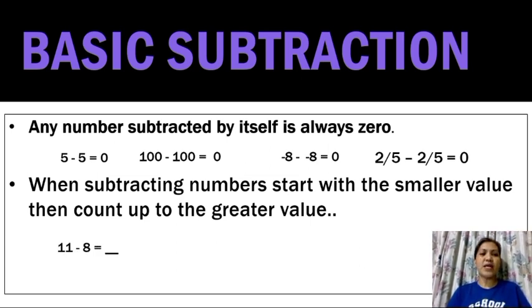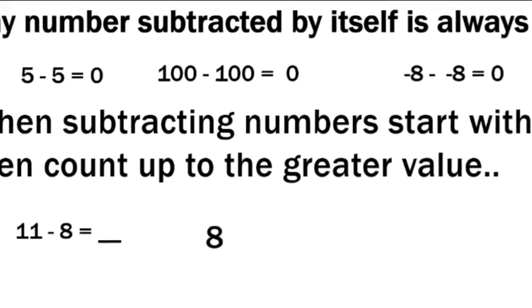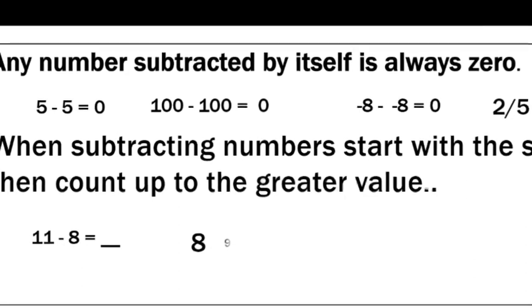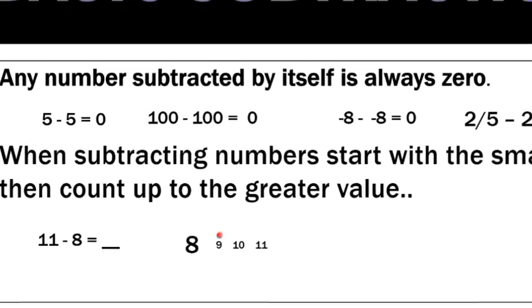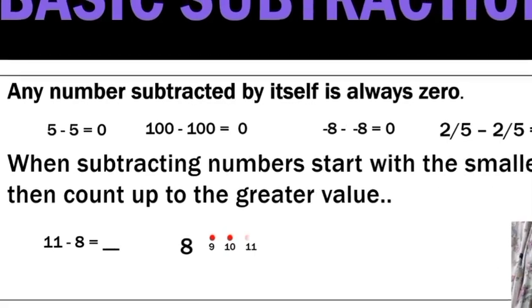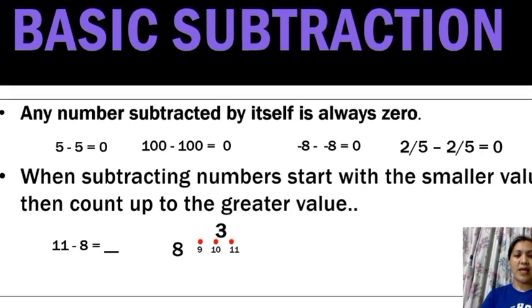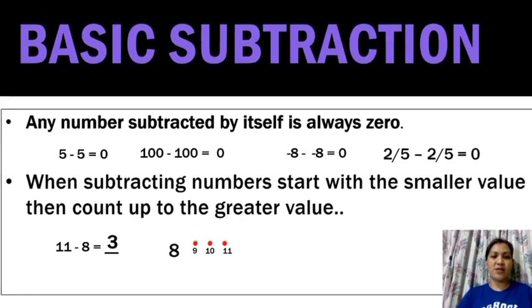So, this time, kapag 11 minus 8, sabi dito, when subtracting numbers, start with the smaller value. So, ang smaller value ng 11 and 8 is 8. And then, count up to the greater value. Paano nga ba yun? So, mag-start tayo sa 8. And then, count up to 11. So, 9, 10, 11. Then, count natin kung ilan yung nadagdag na yon. So, 1, 2, 3. Therefore, 11 minus 8 is 3.